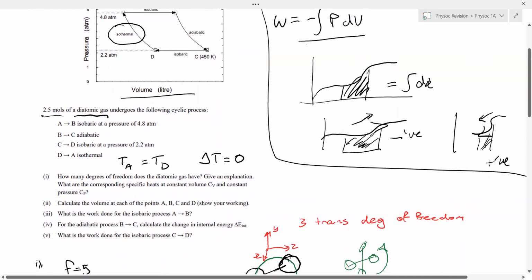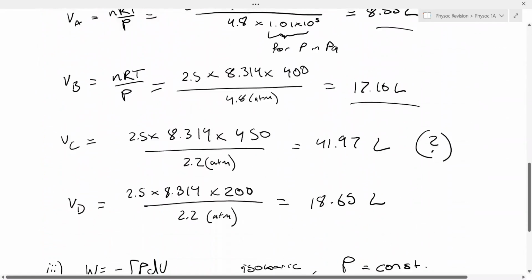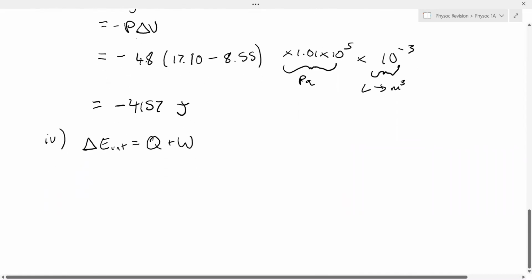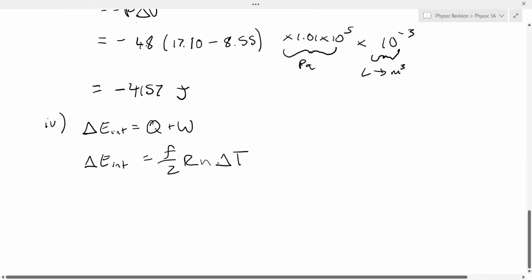All right, part 4. For the adiabatic process from B to C, calculate our change in internal energy. So B to C, this part down here. So our change in internal energy is equal to Q plus W. We don't actually have to do that because we can just find our internal energy straight up. Our internal energy is equal to f on 2 R delta T. And we'll just put in those values pretty much.